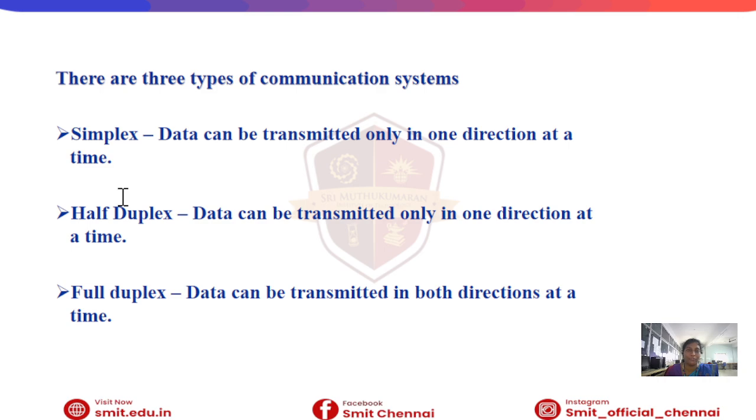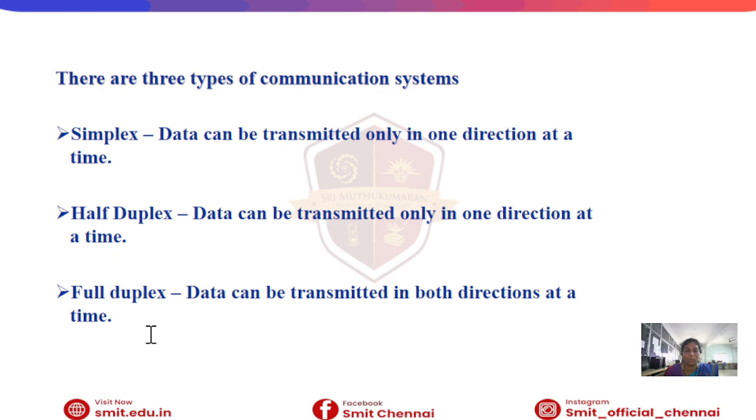Then the next one is half duplex communication. Here the data flows in both directions, but only one direction at a time. What is an example? A walkie-talkie. Data flows in both directions, we can speak, but only one direction at a time. At a time only one will talk, and then the other will talk.